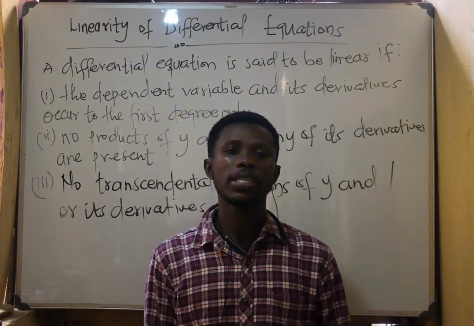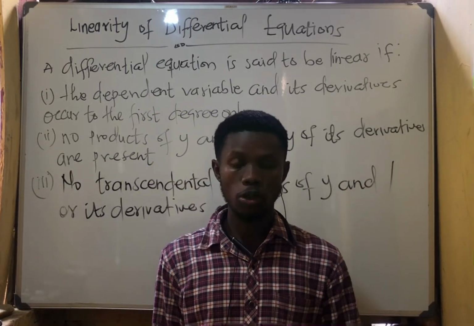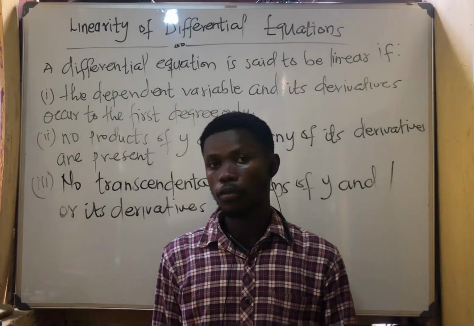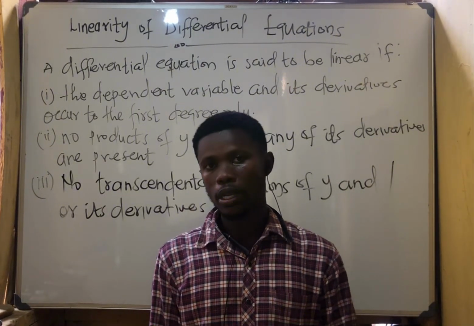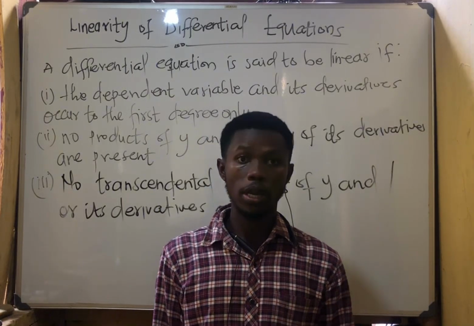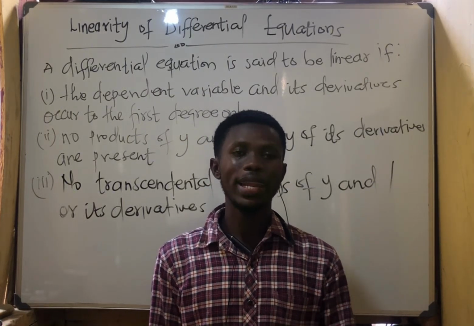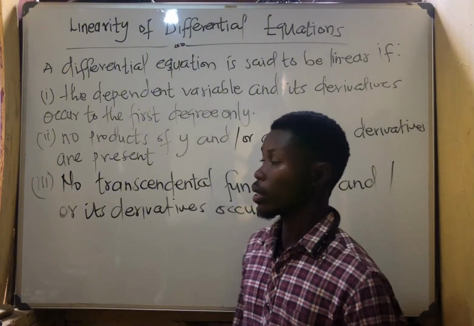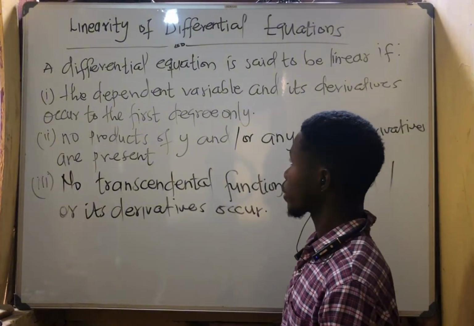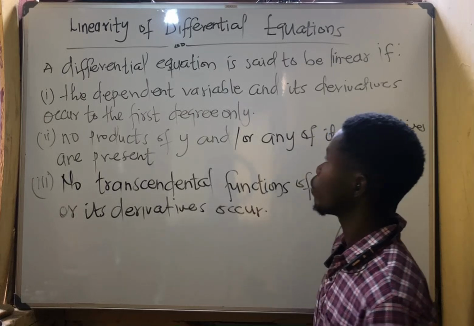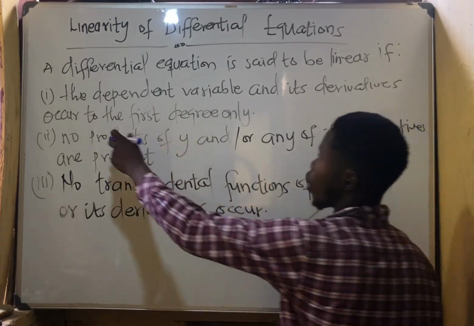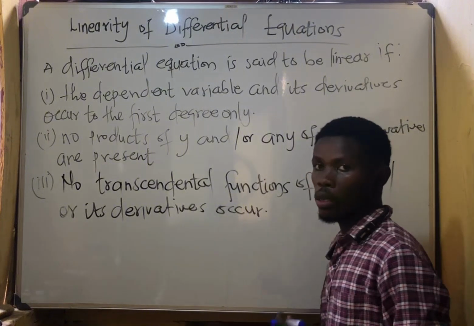Now, we want to look at the linearity of differential equation. And when you say linearity of differential equation, it follows three steps. You either get linear or non-linear. Is that okay? But we are going to look at when will the thing be linear. So we have three steps, and the first step is that the dependent variable and its derivative occur to the first degree only.